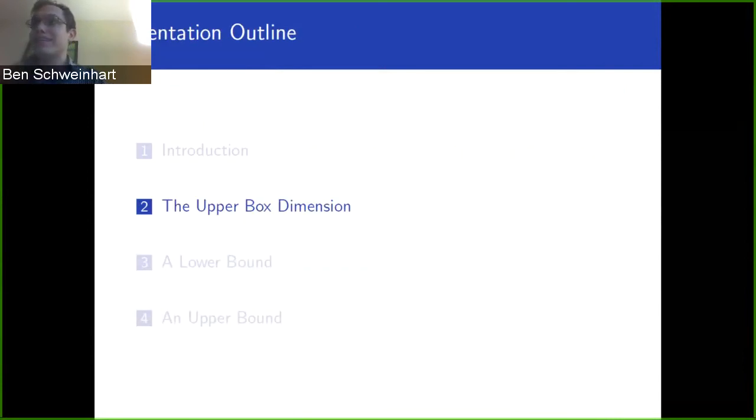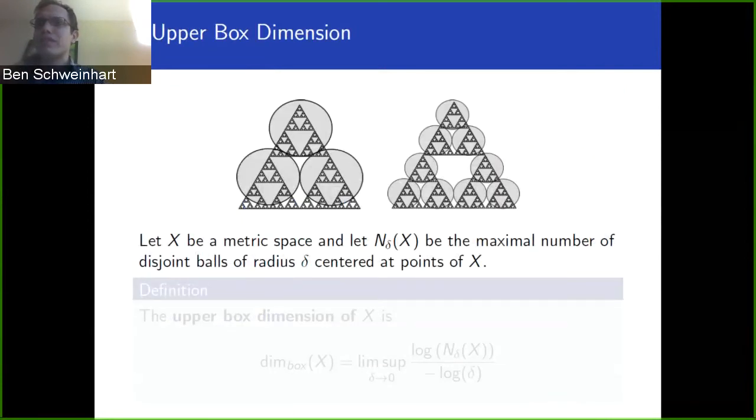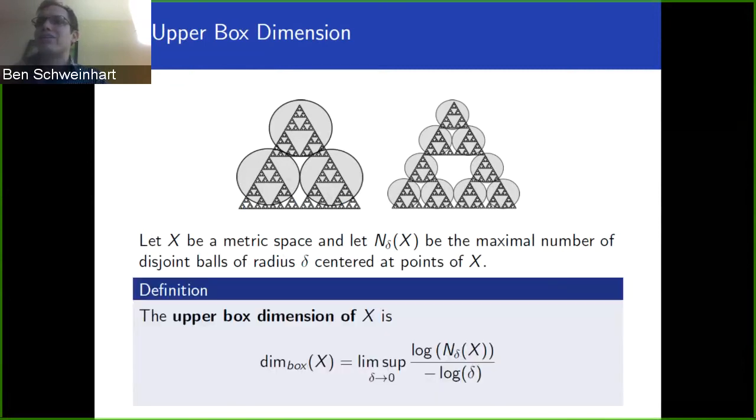And I'll very quickly talk about the upper box dimension. So the upper box dimension has several equivalent definitions. One is we let N_delta(X) be the maximal number of disjoint balls centered at points of X. And we look at how this scales as delta goes to 0. So here's the dimension. We take the limit supremum as delta goes to 0 of the log of N_delta(X) over negative log of delta. That takes some time to get used to.